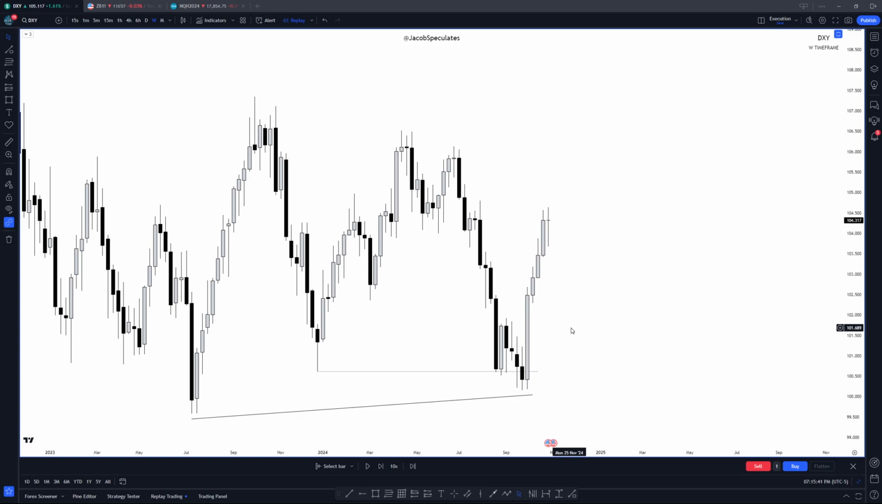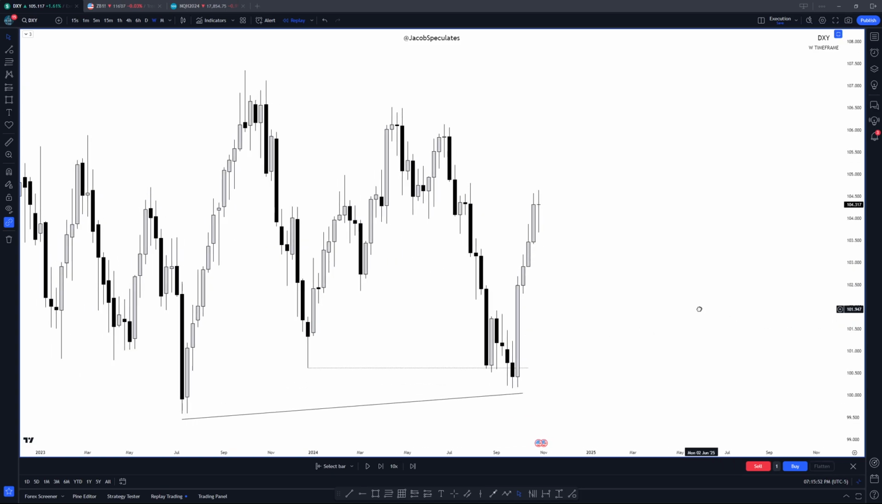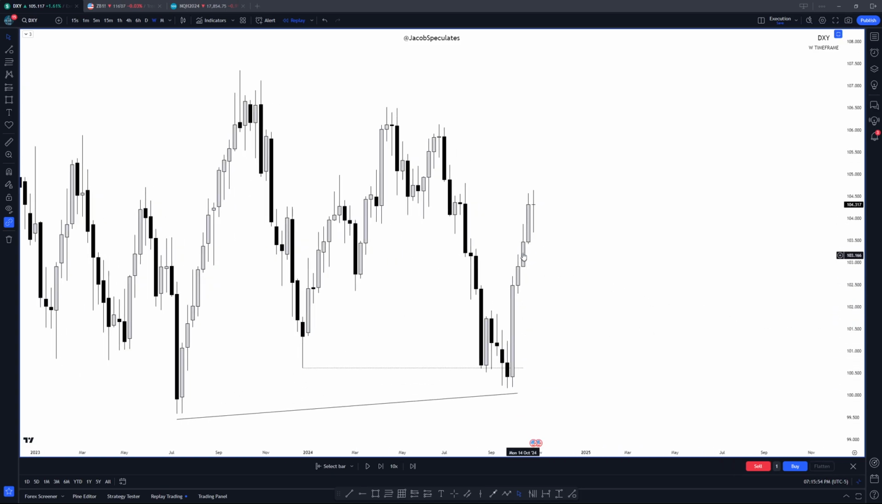US elections are held every 4 years. The quadrennial cycle is made up of years. So it's 1 year, 2 year, 3 year, 4 year. And that's why I believe we saw this huge SMT that's going to continue rallying us up to take out these highs right here.